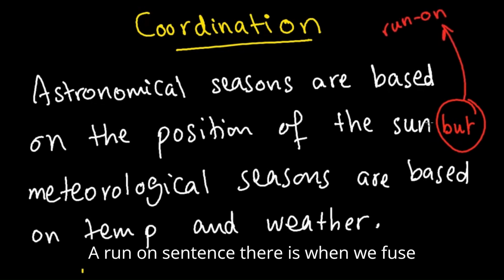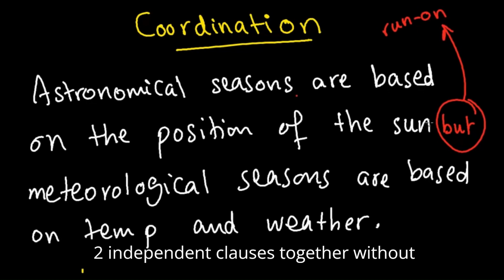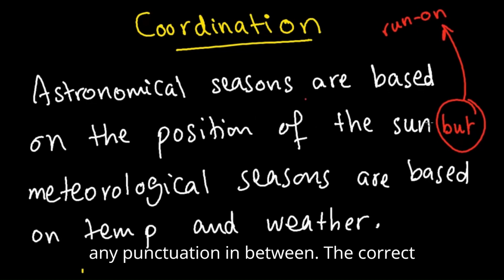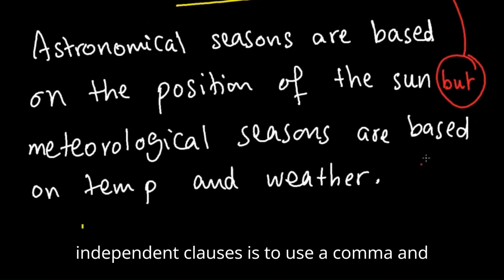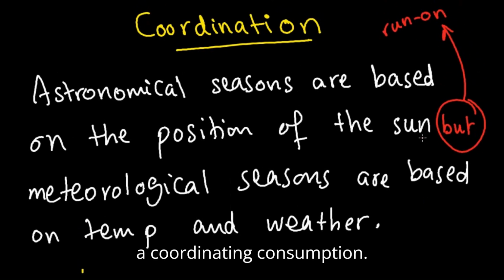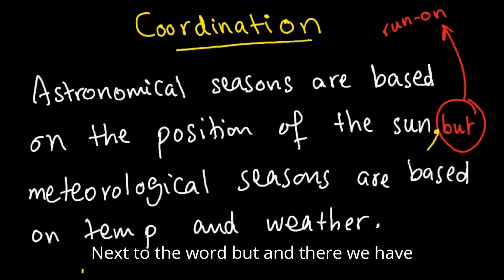A run-on sentence error is when we fuse two independent clauses together without any punctuation in between. The correct way to join or to link these two independent clauses is to use a comma and a coordinating conjunction. So I'm going to add a comma next to the word but, and there we have it corrected.